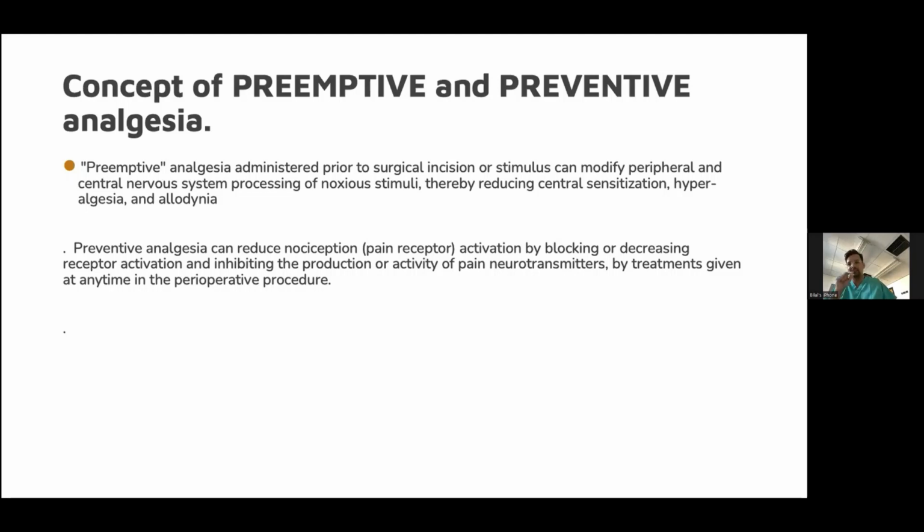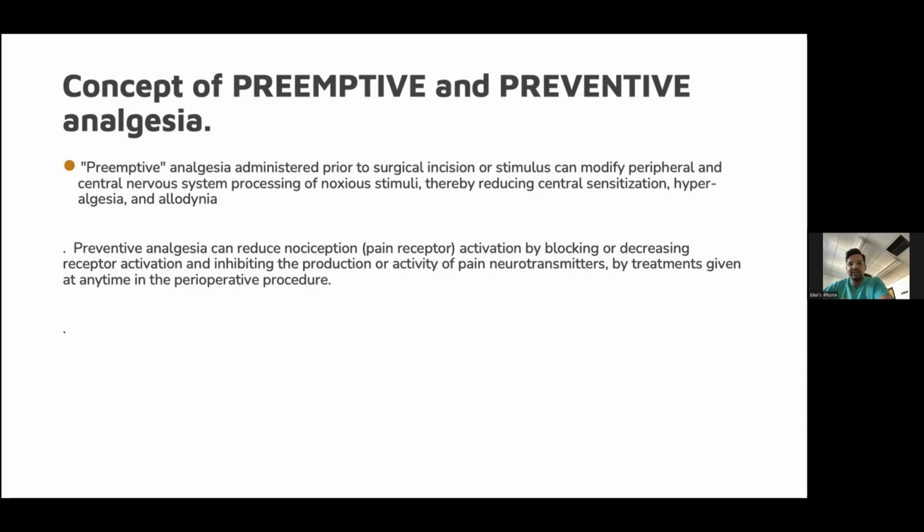So basically, preemptive analgesia means that you create such an environment, you give the analgesia before giving the pain stimulus, and your receptors are already desensitized. So your body does not perceive the noxious stimulus, and all those processes of transduction, transmission, perception are not initiated in the first place. This is preemptive analgesia.